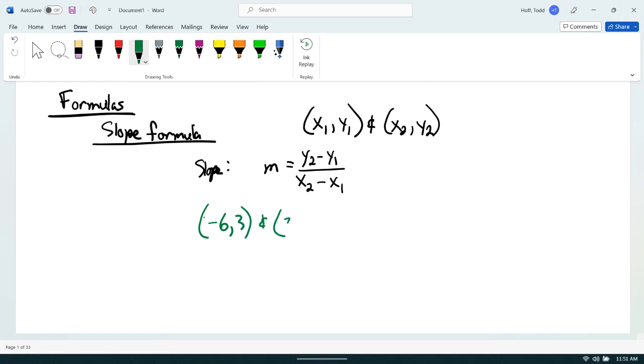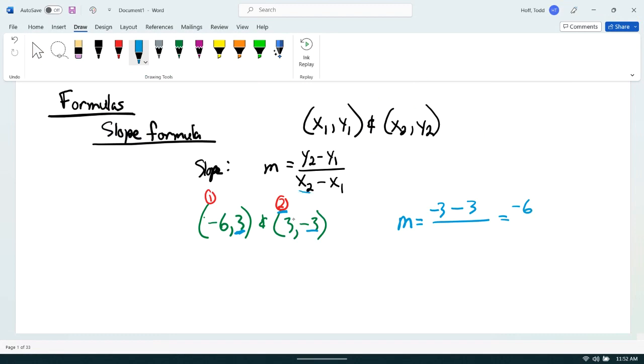and 3, negative 3. And I want to find the slope. So I'm going to label these points 1 and 2. My slope, m, equals y2, the point 2 y coordinate is a negative 3, minus y1. Well, point 1 y coordinate is a positive 3. I have to be careful with our negatives here. Negative 3 minus 3 is a negative 6.